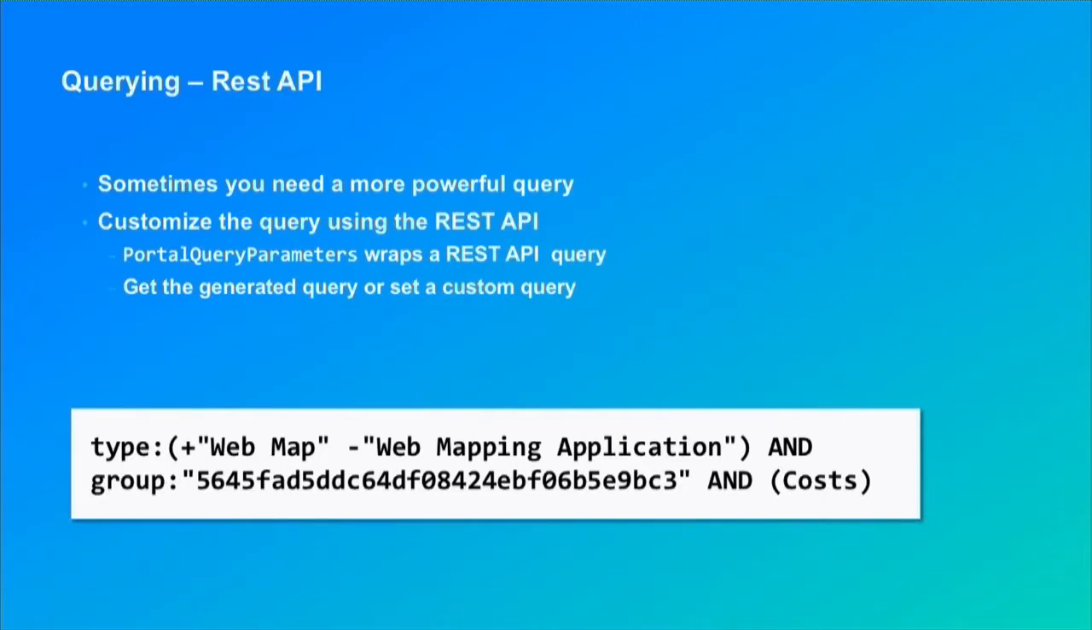So I talked a lot about our convenience methods, in particular the portal query parameters object. Ultimately, it just wraps the REST API. Here you see on the screen this string. That's the query that the portal query parameters constructor gave us. So if you need a more advanced or more powerful query, you can take the one we generate for you and edit it. Or you can start from scratch and make a hand-built query following the REST API specification. That is documented online. If you go to developers.arcgis.com, you can learn all about that and the options you have.